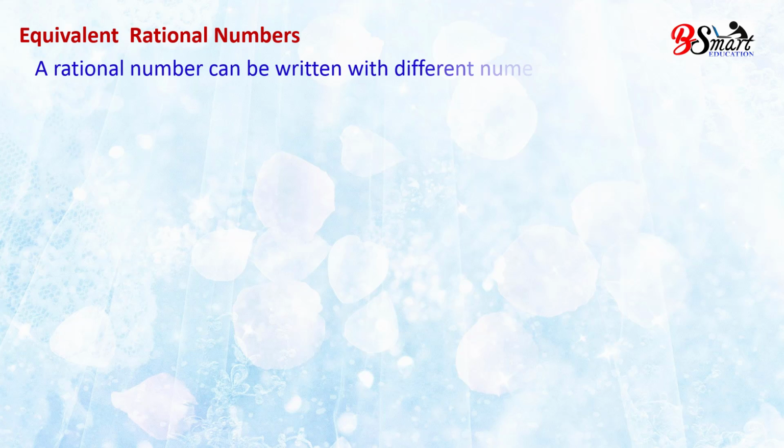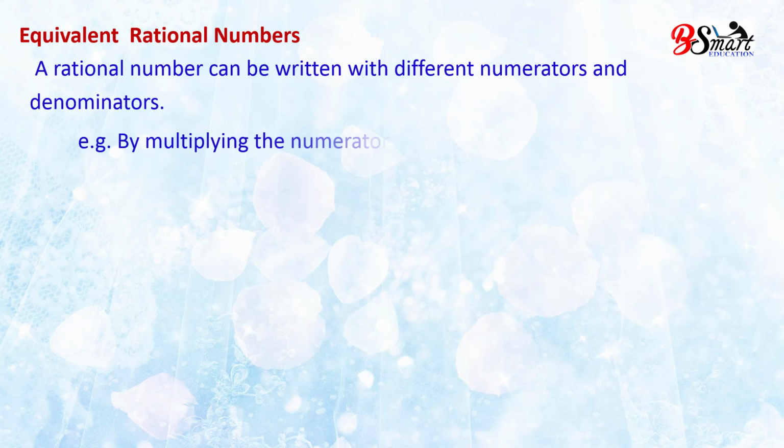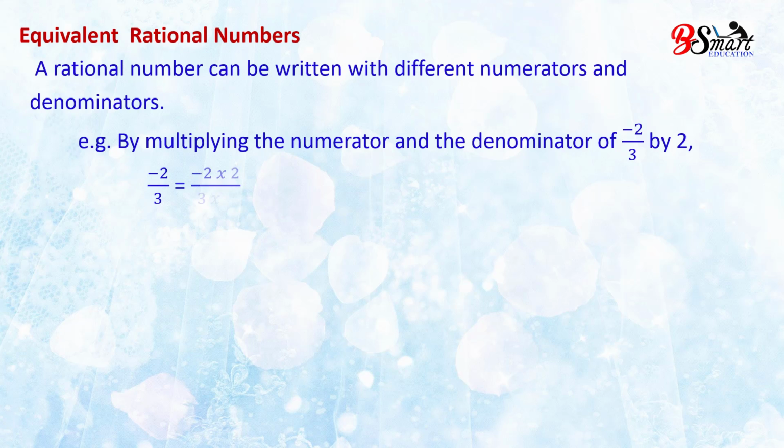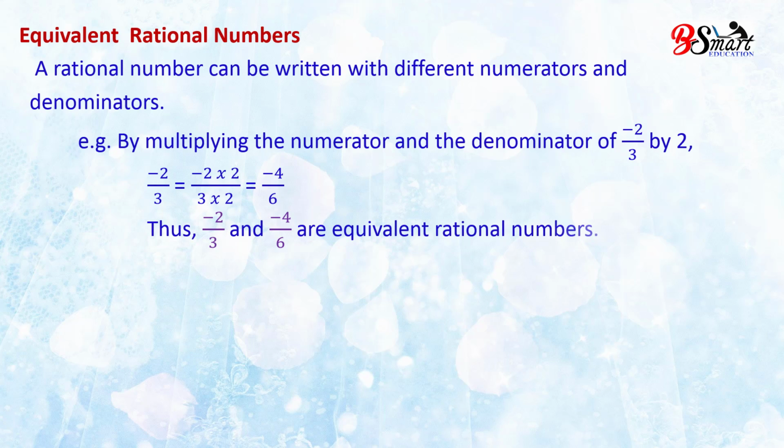Now come to the next topic, equivalent rational numbers. A rational number can be written with different numerators and denominators. For example, by multiplying the numerator and the denominator of minus 2 by 3 by 2, minus 2 by 3 equal to minus 2 into 2 upon 3 into 2, that is 2 2s are 4, so minus 4, and 3 2s are 6. Thus, minus 2 by 3 and minus 4 by 6 are equivalent rational numbers.